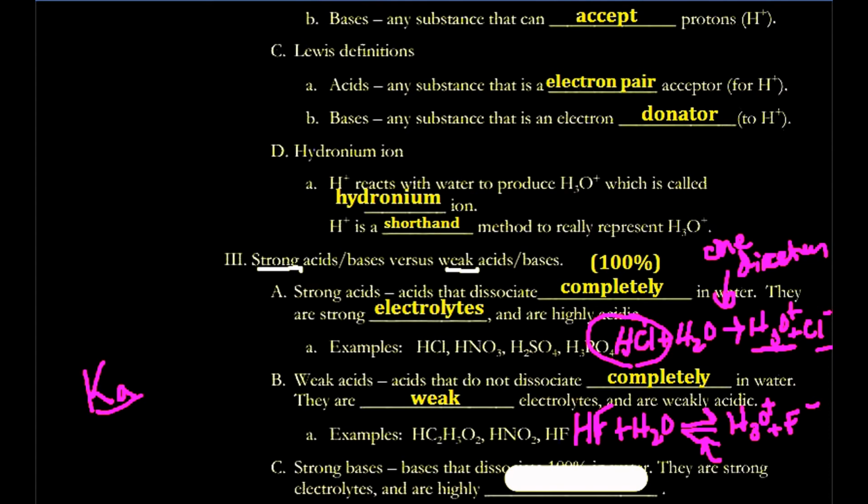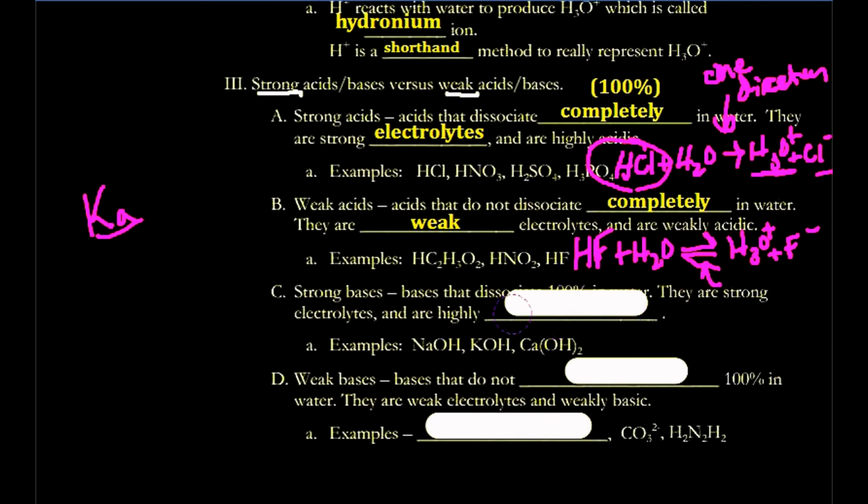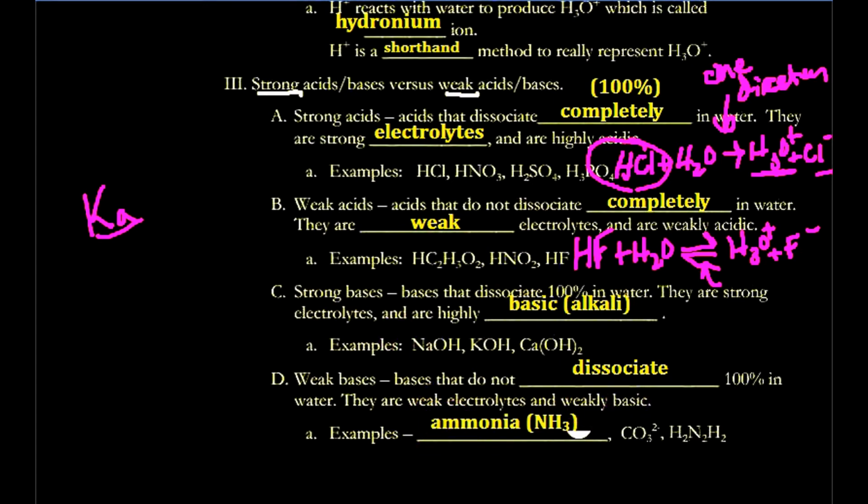Strong bases do very much the same thing. They will dissociate completely. They are highly basic, and they are strong electrolytes, and they will separate into their metal, their hydroxide, and their water. Weak bases are those that do not dissociate completely, and they're weak electrolytes, and they're weakly basic. For example, ammonia and carbonate, and I believe this is hydrazine, H2N2H2, is another weak base.